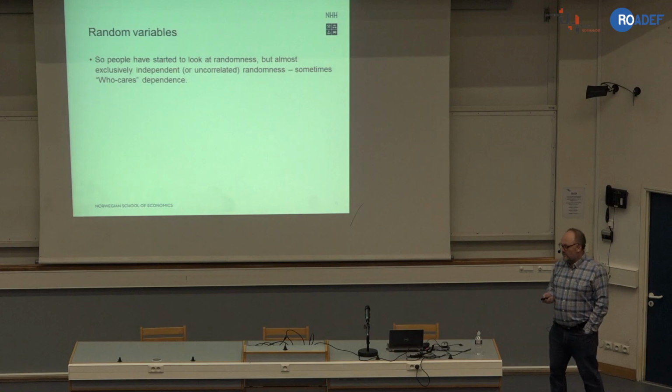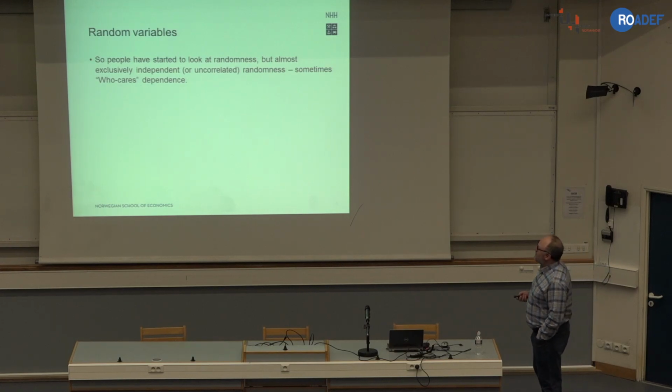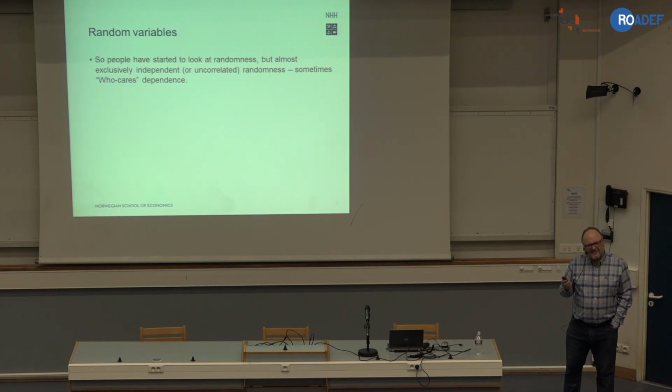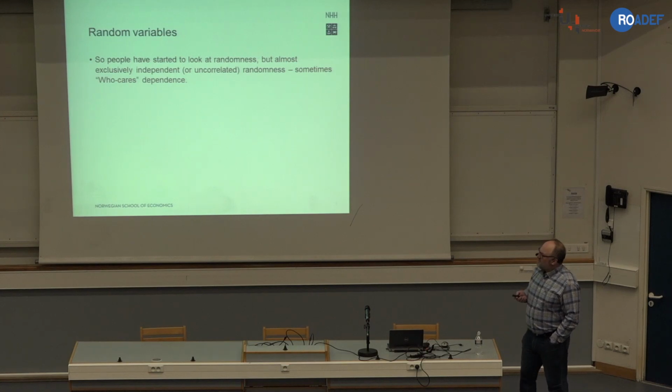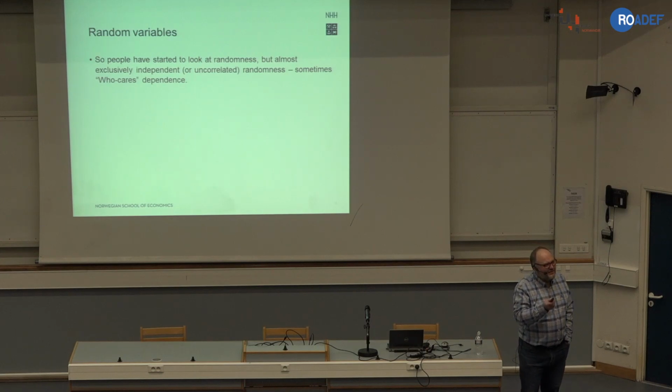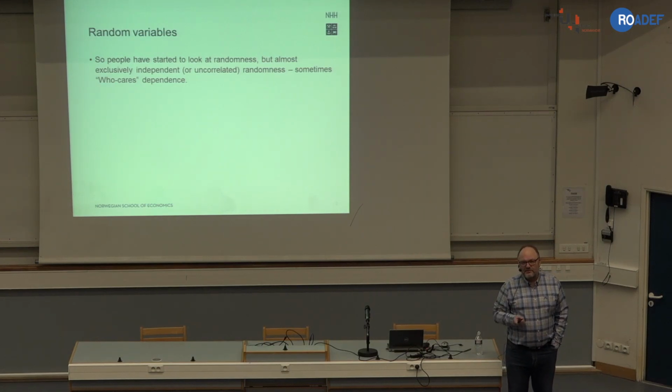So what about the random variables? Well, as I say, people have started to look at randomness, but almost exclusively independent or uncorrelated, sometimes a bit unclear, sometimes even who cares about dependency. By that I mean, sometimes it seems that when you read literature and people don't talk about correlations or dependence at all, they behave as if they had let them be independent. But actually achieving independence or uncorrelated, which is a bit weaker, is also an issue. So it's not like these papers are about the independent case, they're about the I-don't-care case.